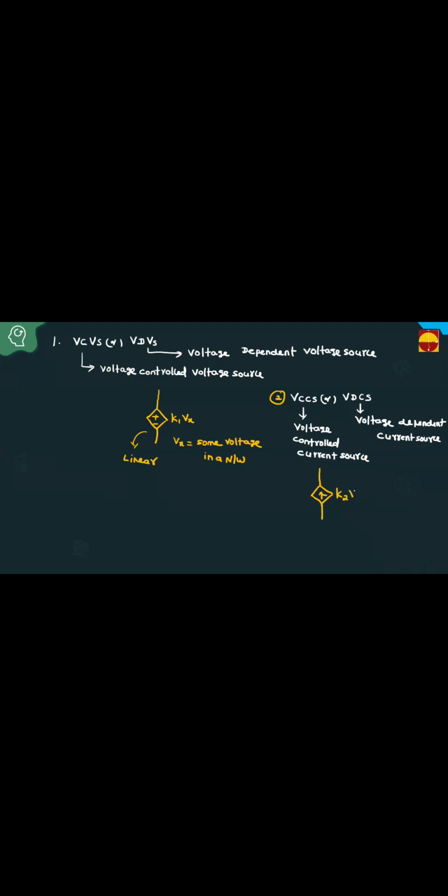K2 times VA, where VA is some voltage in the network. This is also linear. This is a linear voltage controlled current source, or voltage dependent current source. One more source I am writing: the current controlled current source, CCCS, or it is also called a current dependent current source.